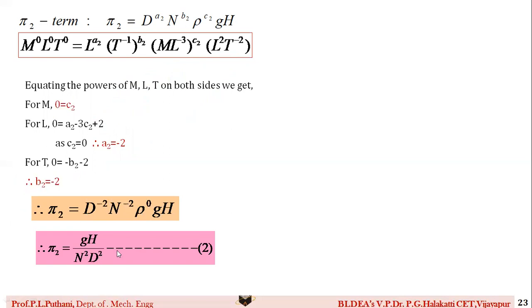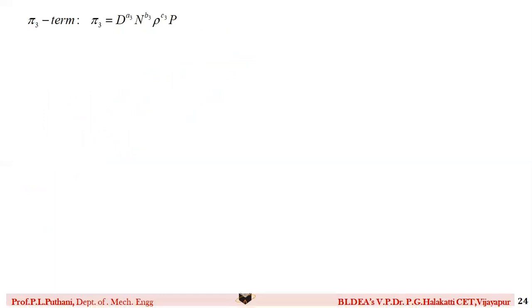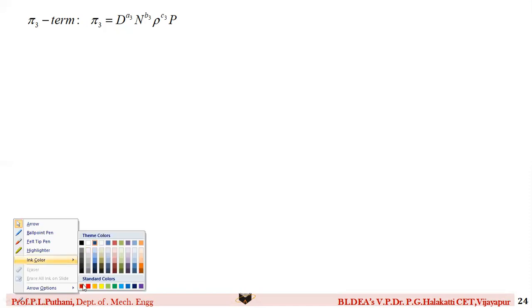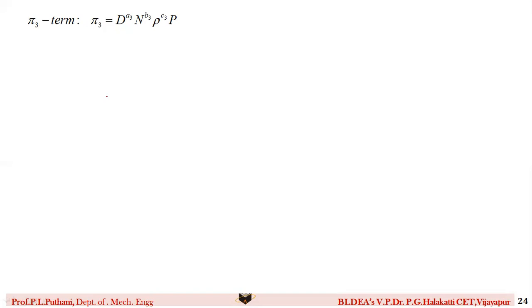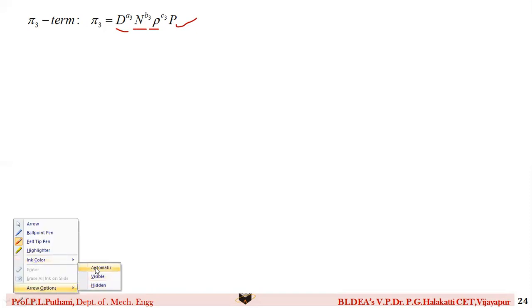Similarly, we need to do it for pi 3 and pi 4. Now for pi 3, we have taken discharge, we have taken energy per unit mass flow, and the third term which is remaining for us is the power itself. So now I write d to the power of a3, n to the power of b3, rho to the power of c3 with power as my third term. Now when I apply dimensional homogeneity on both sides here, what do I get? Let us see here.